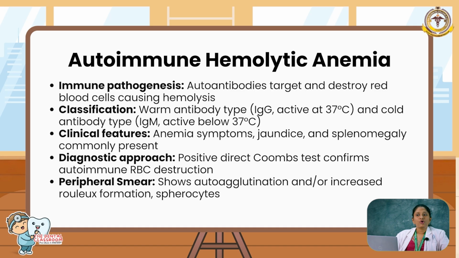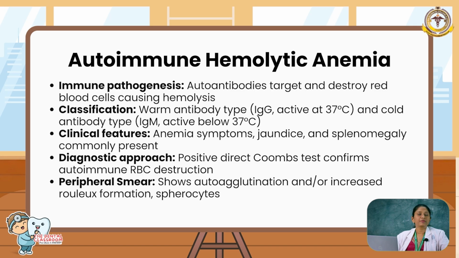Next, we move on to autoimmune hemolytic anemia. Autoimmune hemolytic anemia is an anemia where there are antibodies which target the red blood cell antigens and destroy the red cells, causing hemolysis. It can be classified into warm antibody type and cold antibody type.